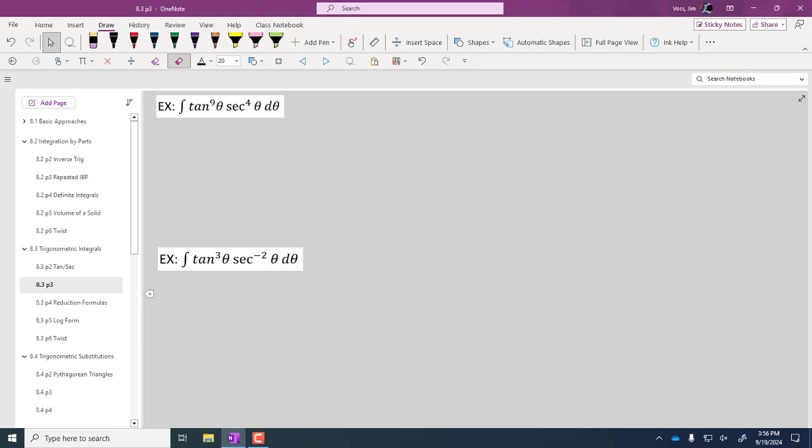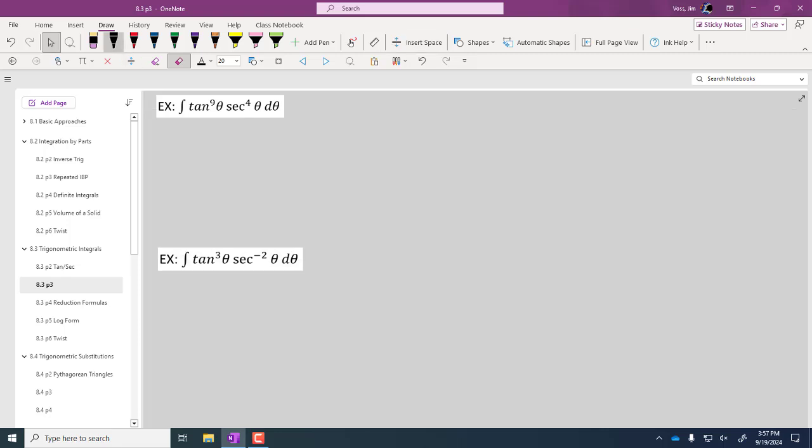We could use either process here, but let's be thoughtful. If we pull off a secant squared, then we only have to convert a secant squared. If we pull off a sec tan, because the tan power is odd, we'd have to convert tangent to the 8th, so we'd have to do tan squared to the 4th power. That's a pain, so we don't want to do that. We want to go with the secants.